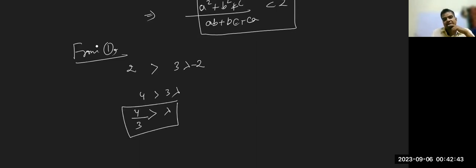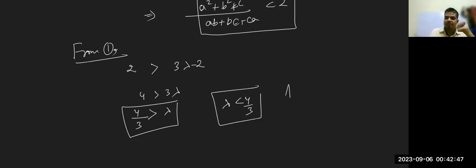After this, the inequality is very easy. That means 4 by 3 is greater than lambda. That means lambda is less than 4 by 3, and that would be my final answer. This is a very good question that was asked in IIT in 2006.